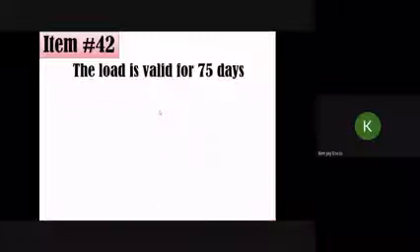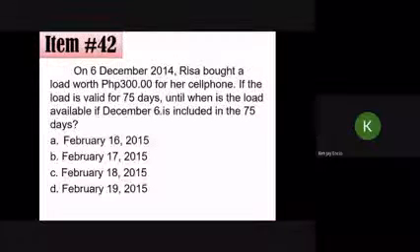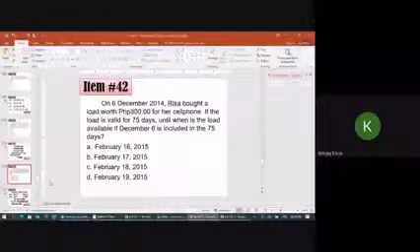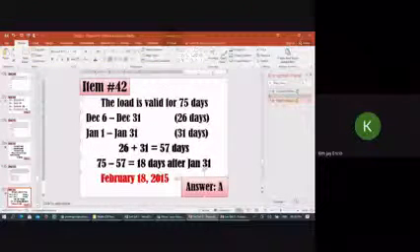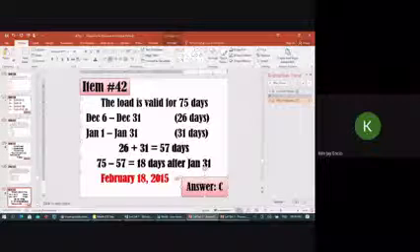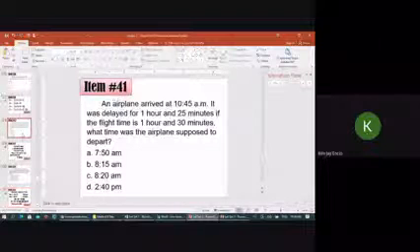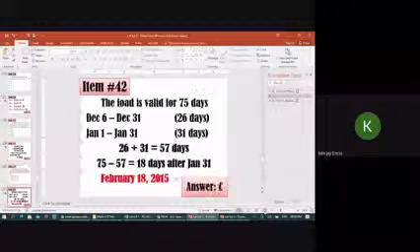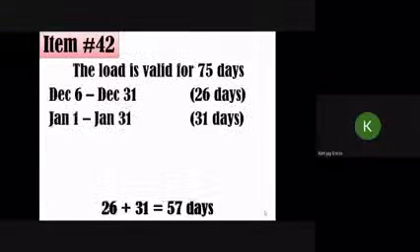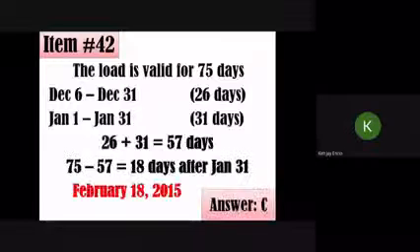Is it really A? Let me see again. Oh, sorry. There's something wrong here. I think I forgot to edit this one. This is letter C. Sorry for that. Okay, so it's letter C, by the way, for number 42. Sorry for that.